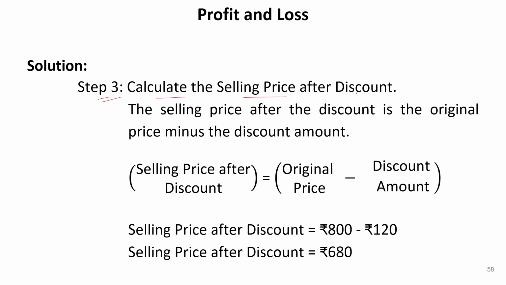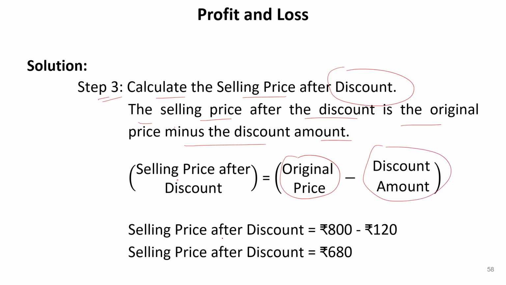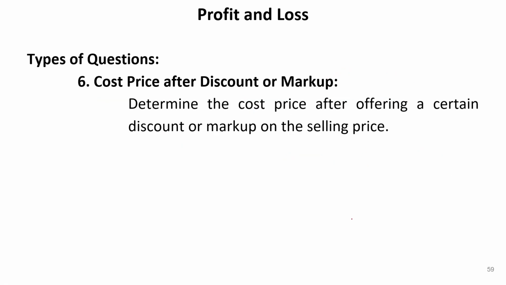Step 3, calculate the selling price after the discount, right? The selling price after the discount is the original price minus the discount amount. So selling price after discount is equal to original price minus discount amount, so 800 minus 120 is equal to 680. So let's see the sixth kind of question.